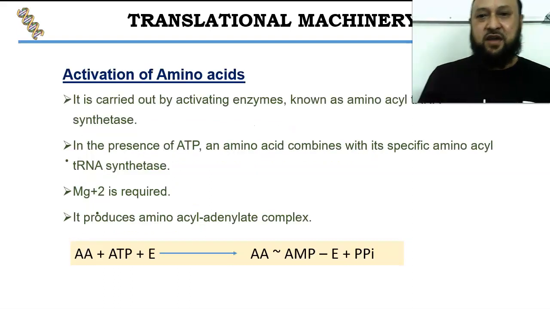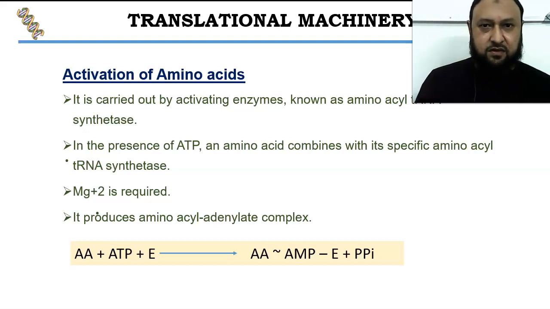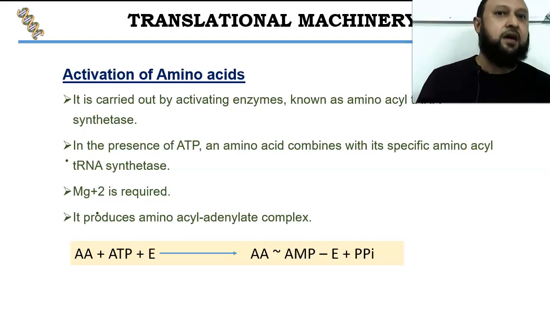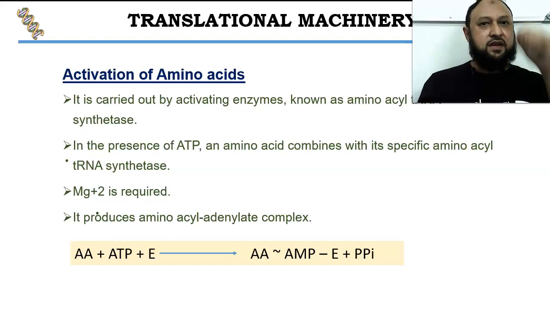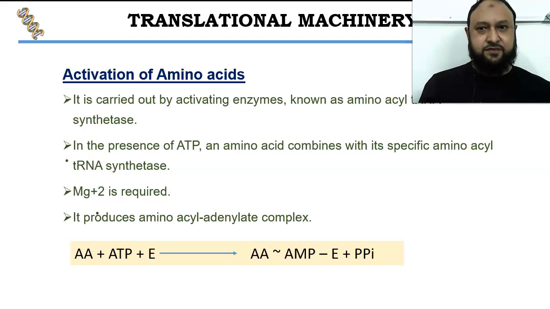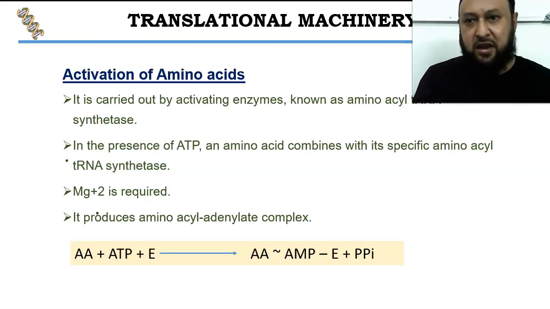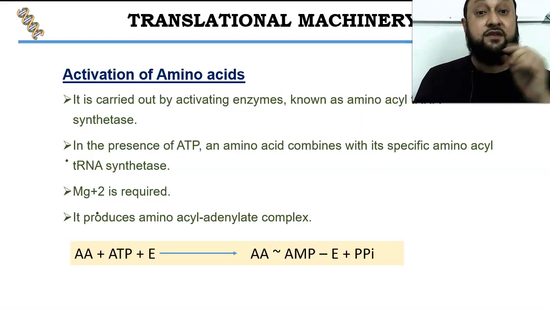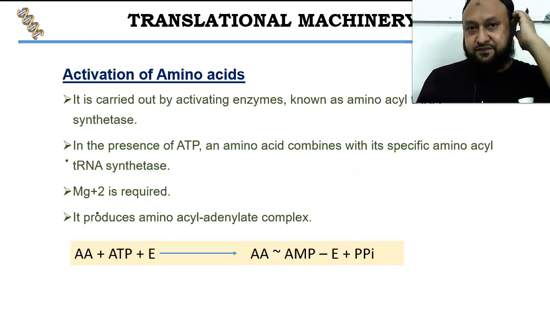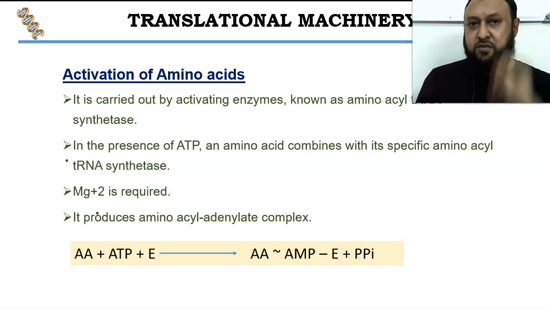Now, activation of amino acids. How does this activation take place? It is carried out by the activating enzymes I told you about earlier, known as amino acyl tRNA synthetase, in the presence of ATP. This is an energy requiring process, and whenever energy is required, it means ATP. An amino acid combines with a specific amino acyl tRNA synthetase, and magnesium ion is required. This magnesium ion plays a very important role.